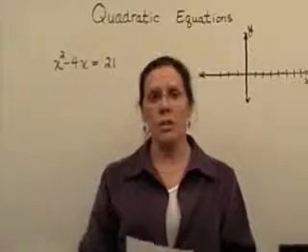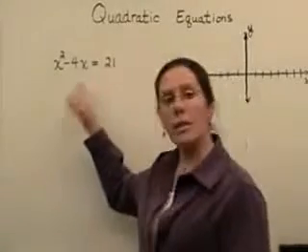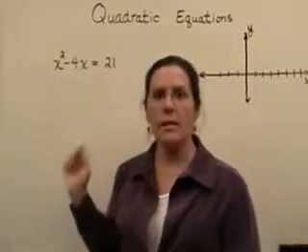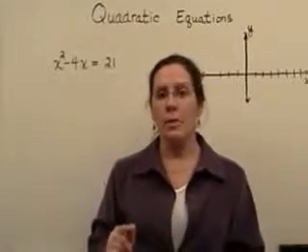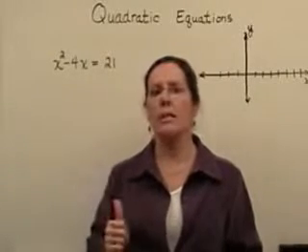The way you've solved quadratic equations so far is you've gotten the equation in what is called standard form, where everything is on one side and 0 is on the other side. And you've factored that, and then you've used the zero product rule and set the factors equal to 0. We're going to remind you of that right here.